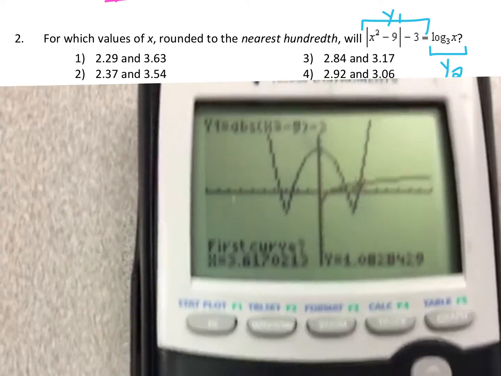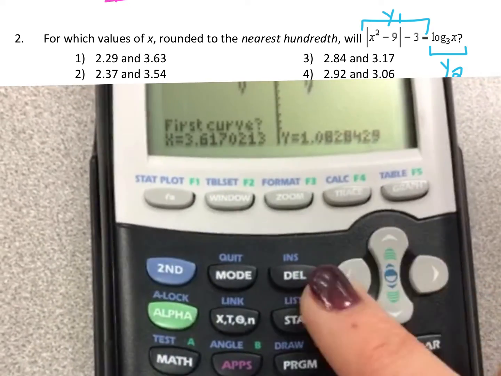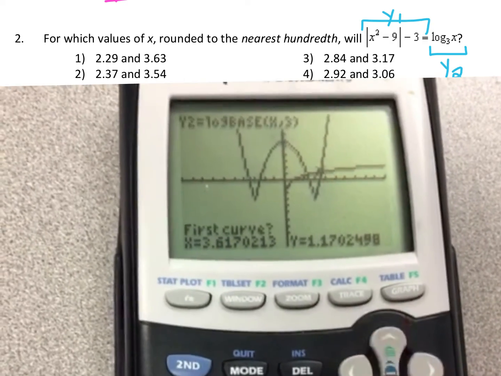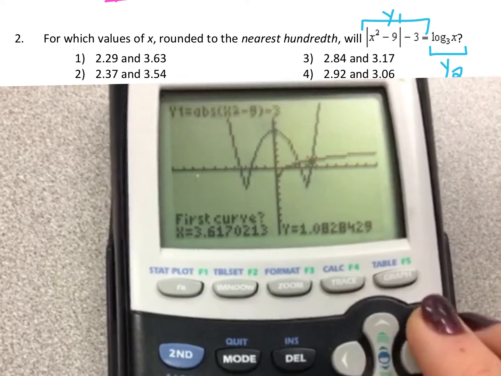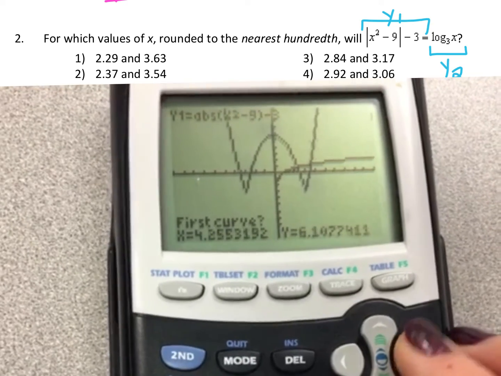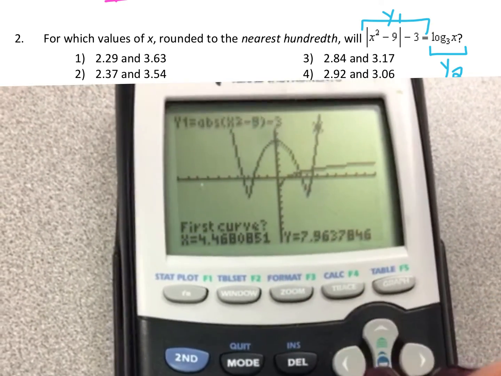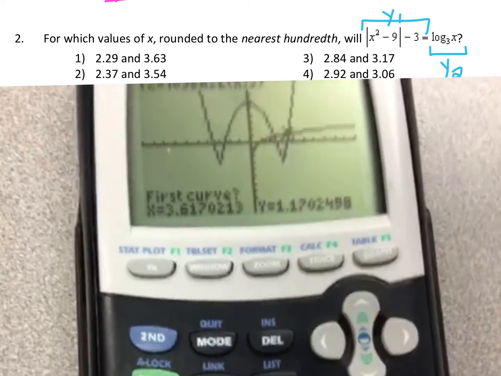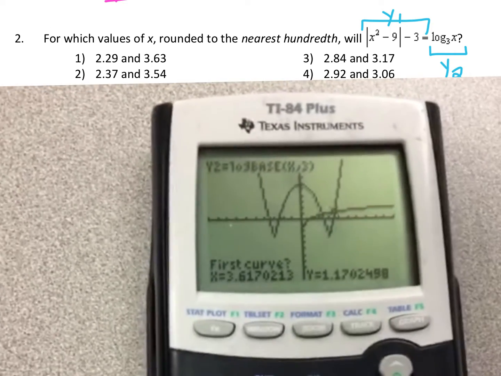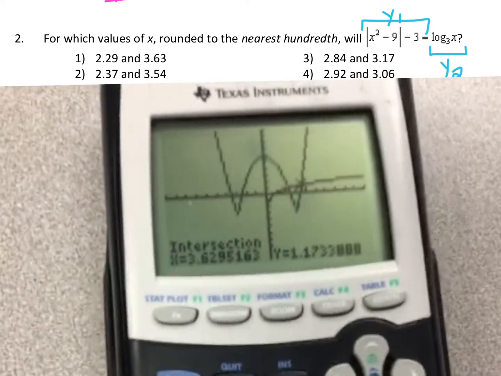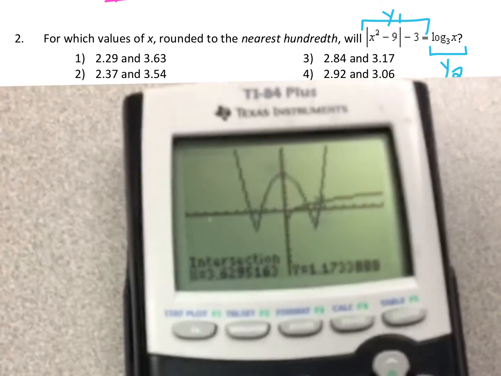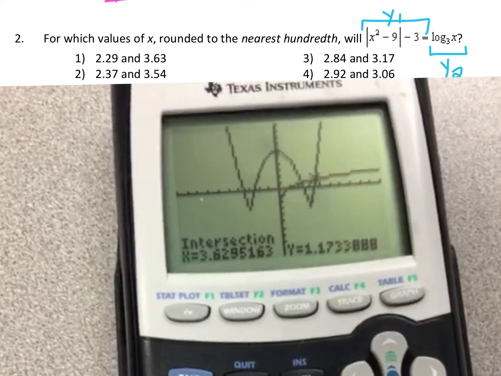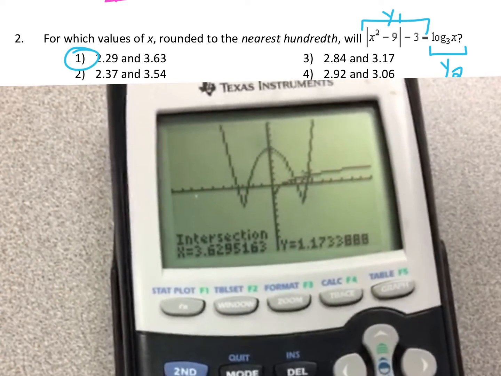And remember, to move over, you're using the left and right arrow keys, not the up and down. The up and down, well, look what happens. You're not really going to see it here, but up and down just switches it from one curve to the next. So here, if I come off that, you'll see, up and down just moves it from one curve to the next. So we're just using our left and right arrow keys to actually move that cursor. Okay, so let's hit enter, enter, enter, and oh, look at that. The other one is at 3.63. So choice 1 is going to be our answer.